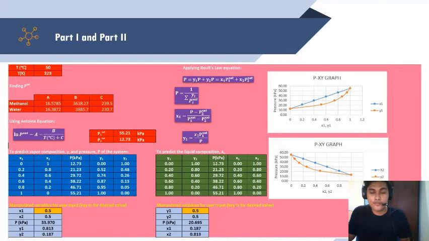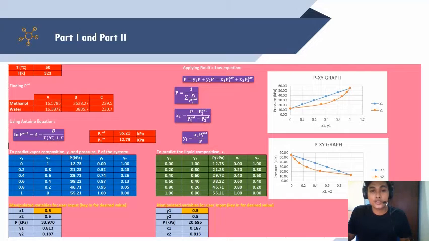after completing finding these parameters, we need to show them in a graph. This is the PXY graph, the graph for part 1. If the user needs to key in their desired value for this part, they must key in the value into this section, which is the value for the x1 only.